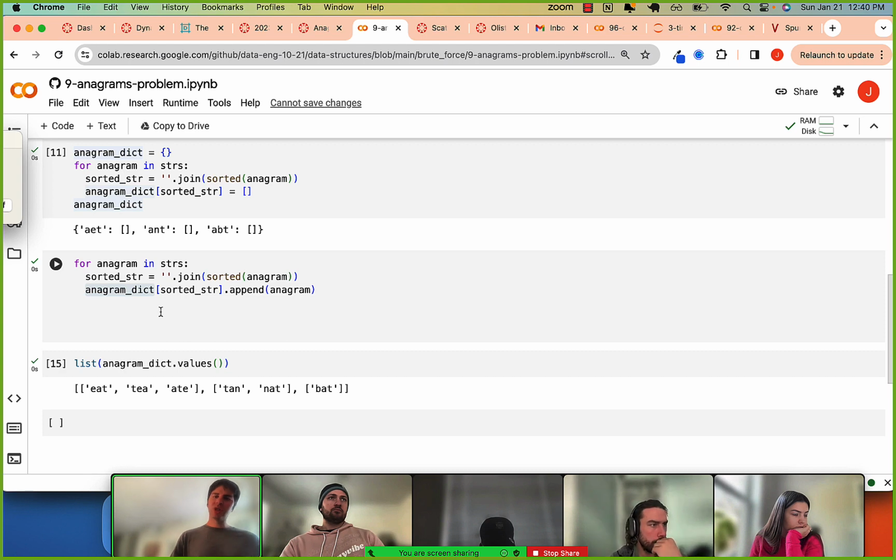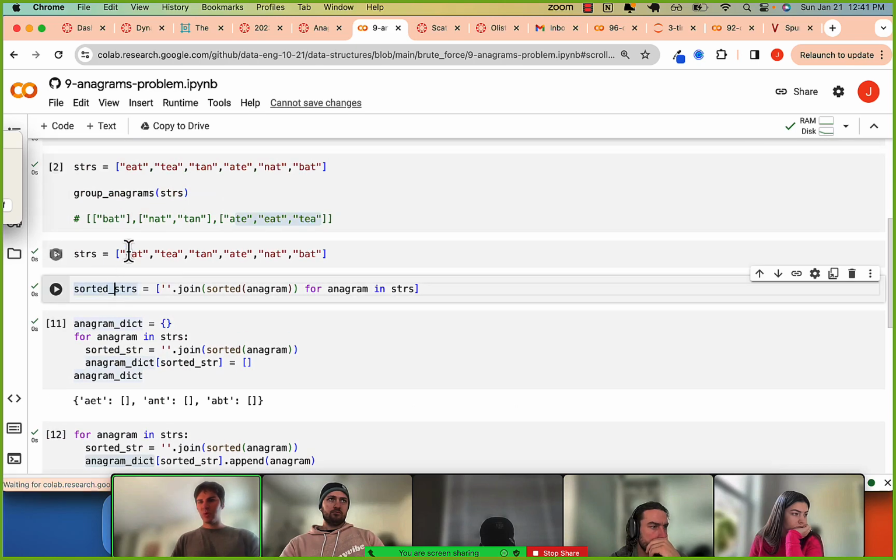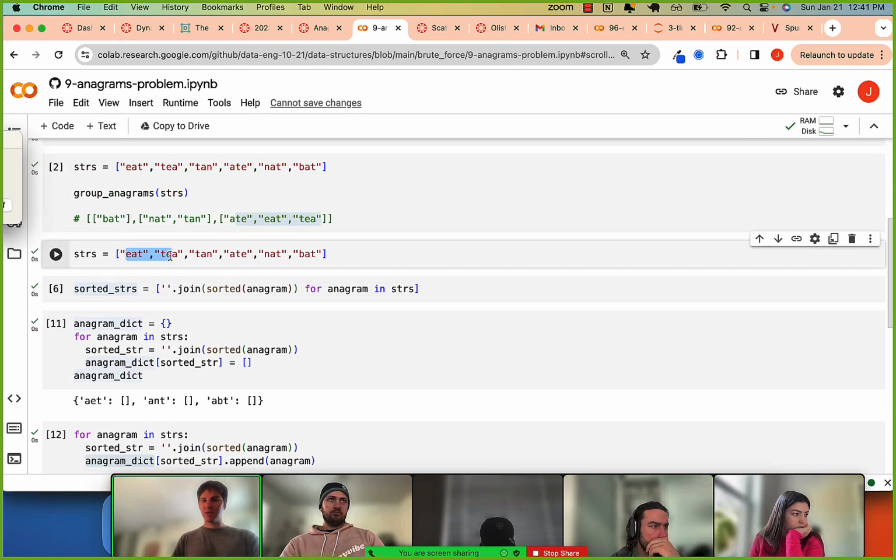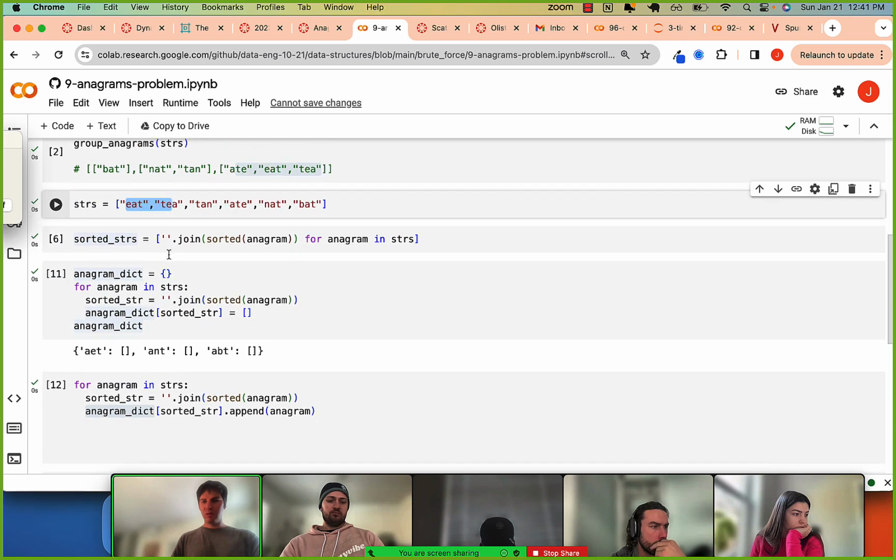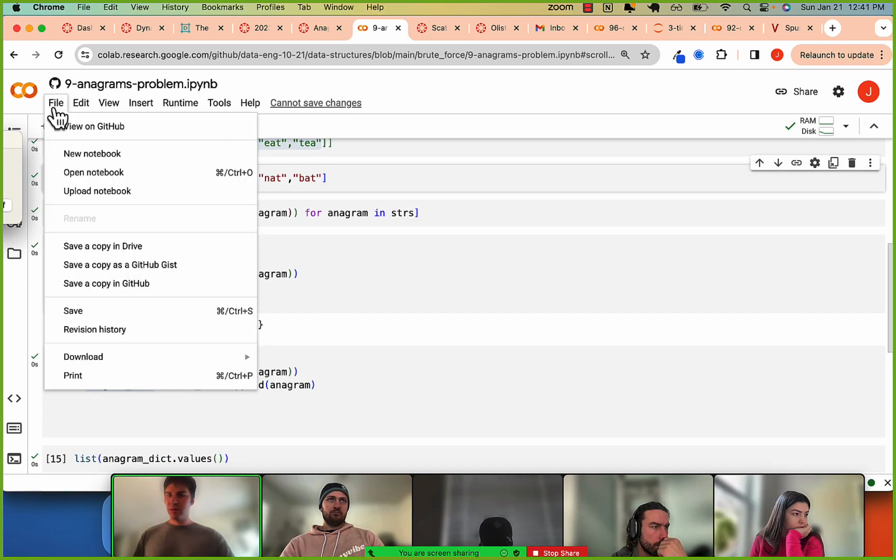All right, I can share this. I'll put this in the chat. But I think the whole key is to sort the characters, and then go from there. Cool.